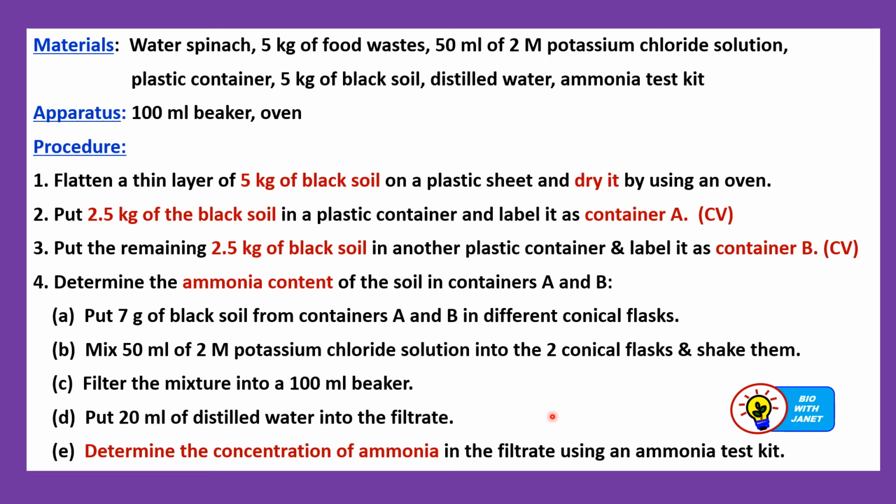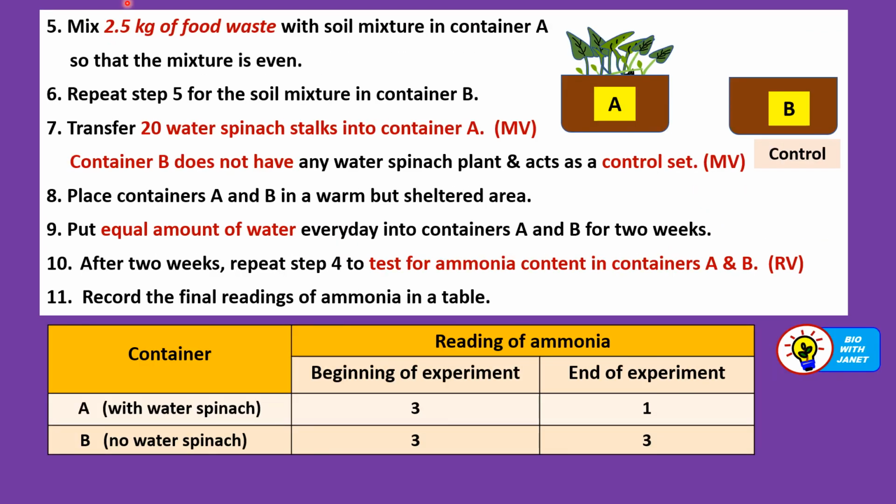After that, put 20 ml of distilled water into the filtrate that contains the potassium chloride. So in that way, you get a filtrate, a solution, or a liquid, and then we determine the concentration of ammonia in the filtrate using the ammonia test kit again. So we don't really have to understand how all this works out, because these are the steps taken to test the ammonia. That's all.